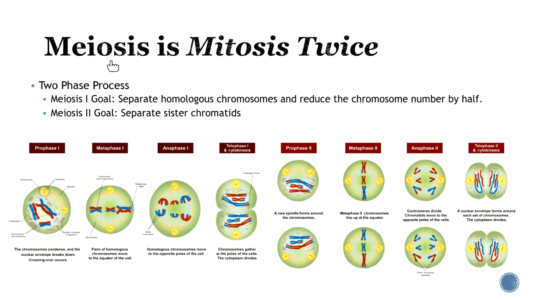I have it here on the top. Think of meiosis as mitosis twice. We're going to break it up into two: Meiosis I and Meiosis II. In Meiosis I, our goal is to separate the homologous chromosomes and reduce the chromosome number by half. This is where you're going to see a lot of the big differences. In Meiosis II, the goal is to separate the sisters, so this is just exactly like mitosis. We're going to spend a little bit more time on Meiosis I, and then Meiosis II you should get and pick up pretty easily.